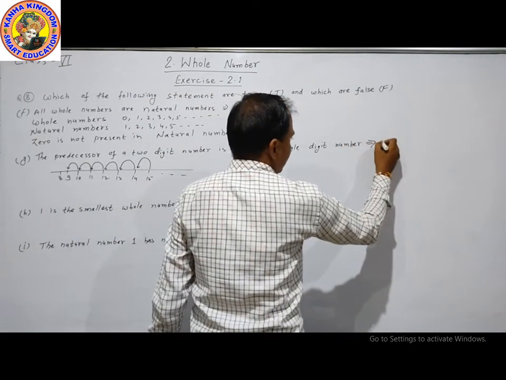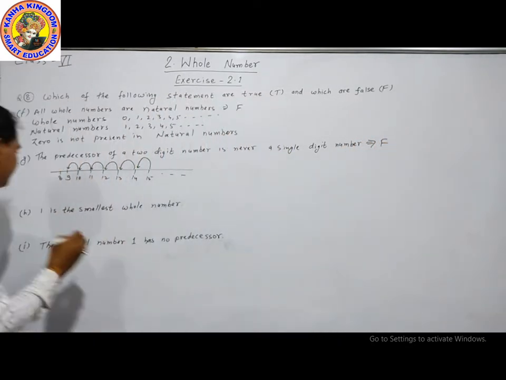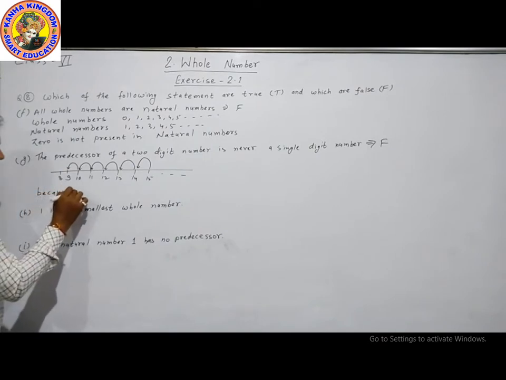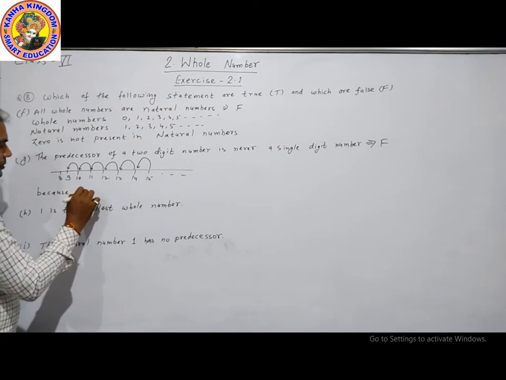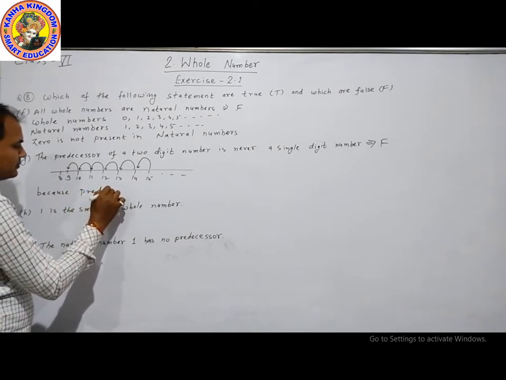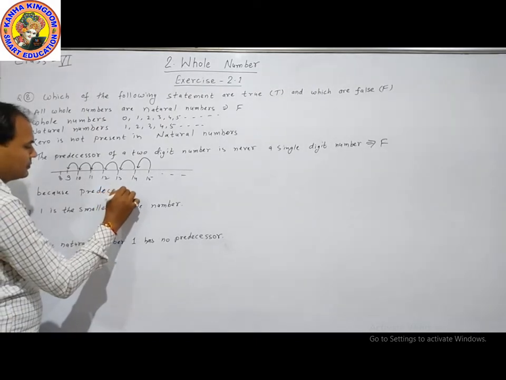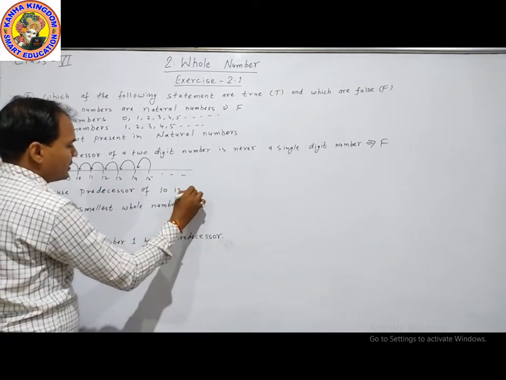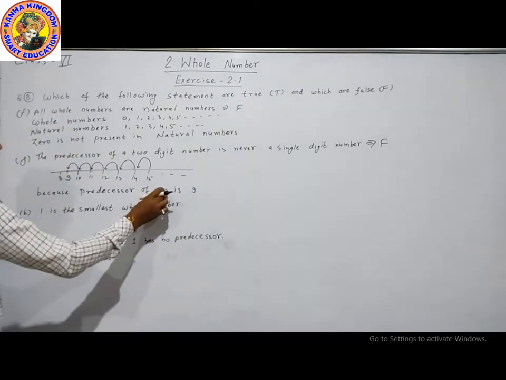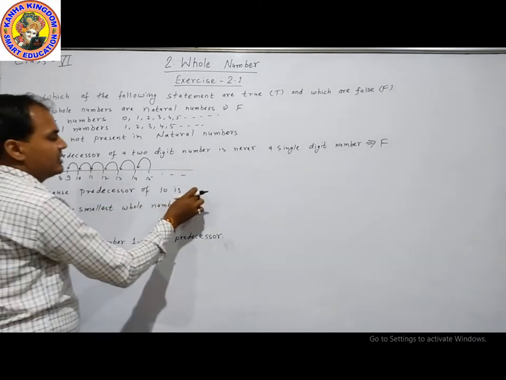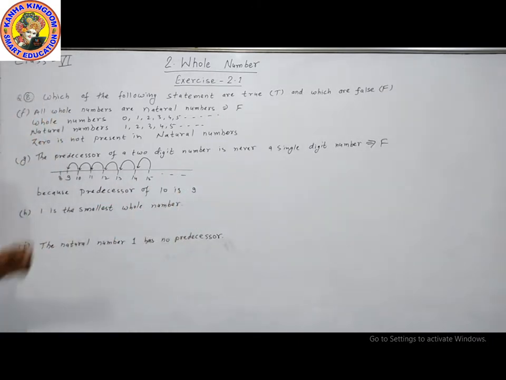This statement is false because the predecessor of 10 is 9. A 2-digit number's predecessor can be a single digit number, so the statement is false.